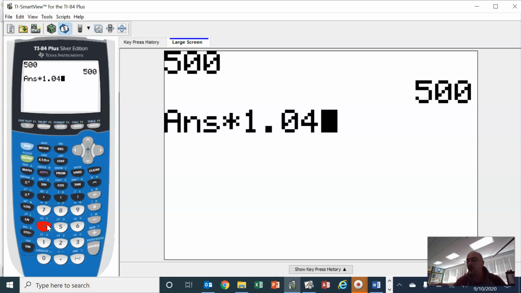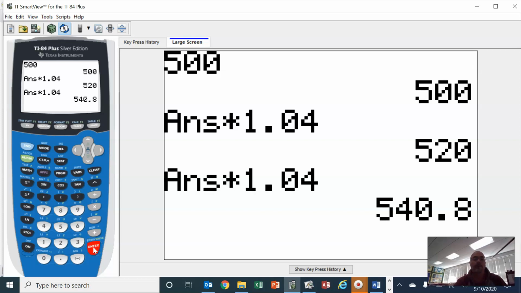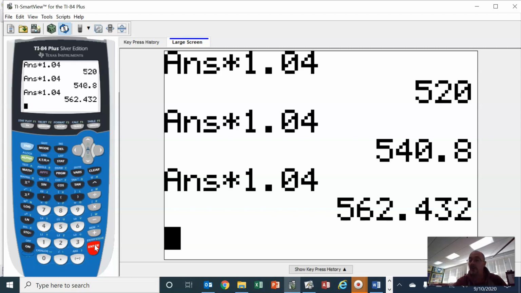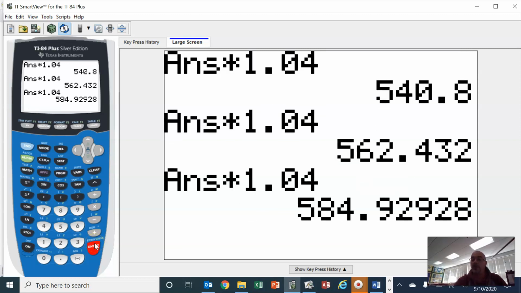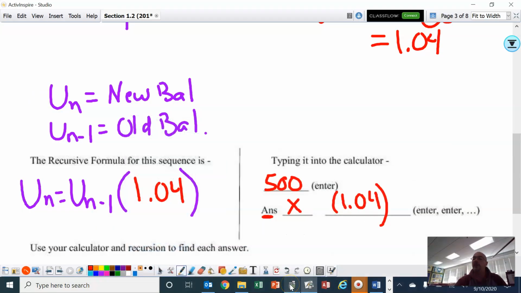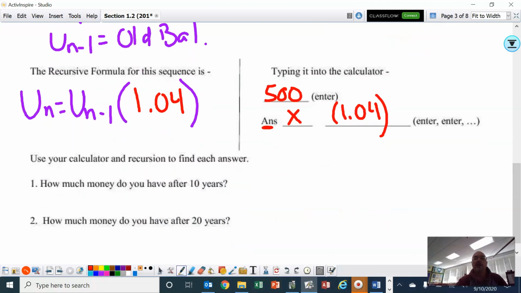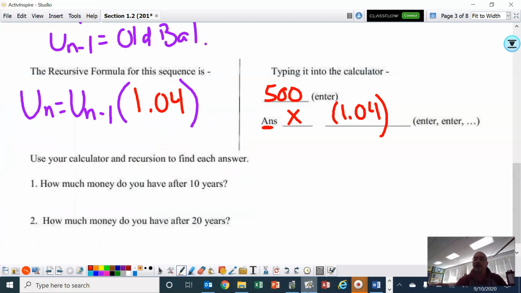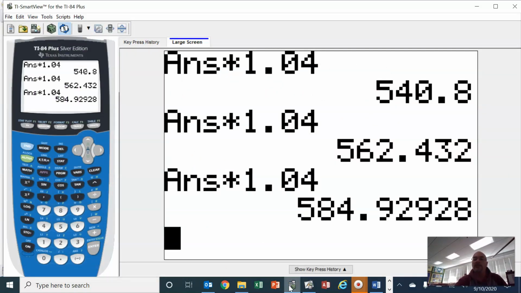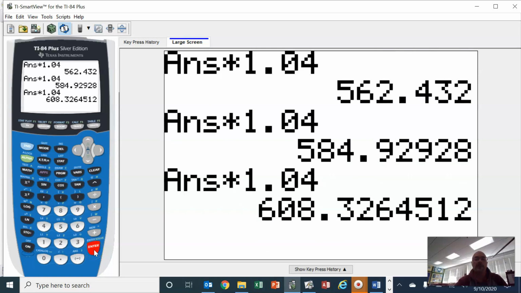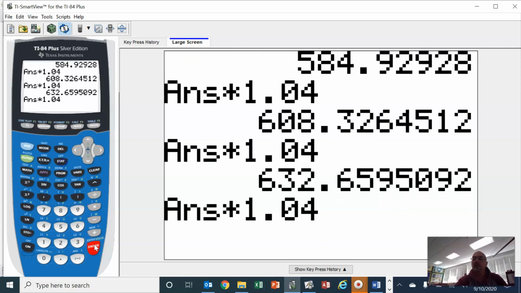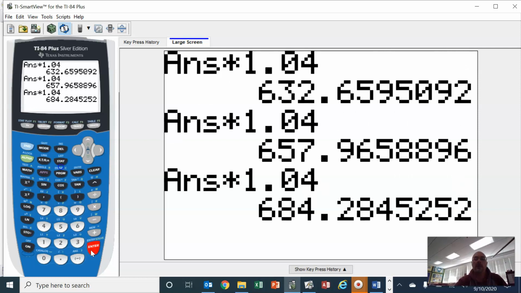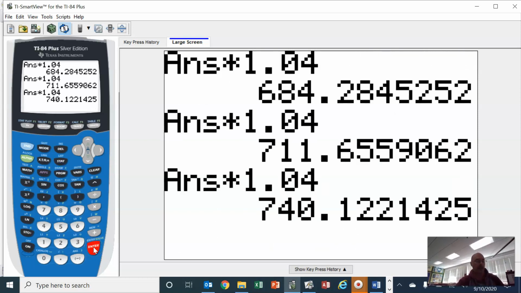1.04. All right, ladies and gentlemen. Now, that's how much money you have after 1 year. 2 years. 3 years, 4 years, and so on. So let's take a look at what this question is. How much money do you have after 10 years? So all I have to do, sorry about that, ladies and gentlemen, hit the wrong button. Okay, that was 4 years. Here we go. 5 years, 6 years, 7, 8, 9, 10 years.